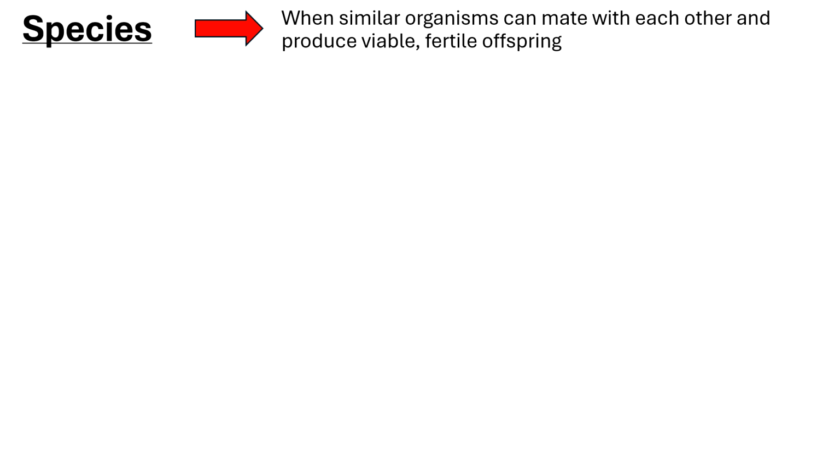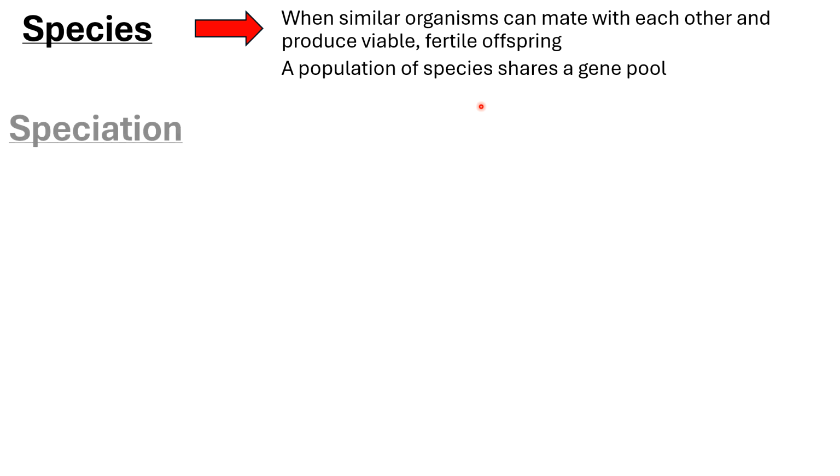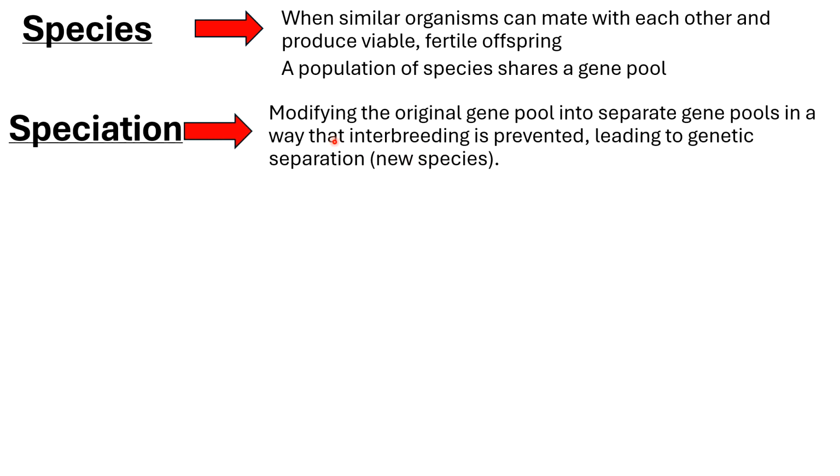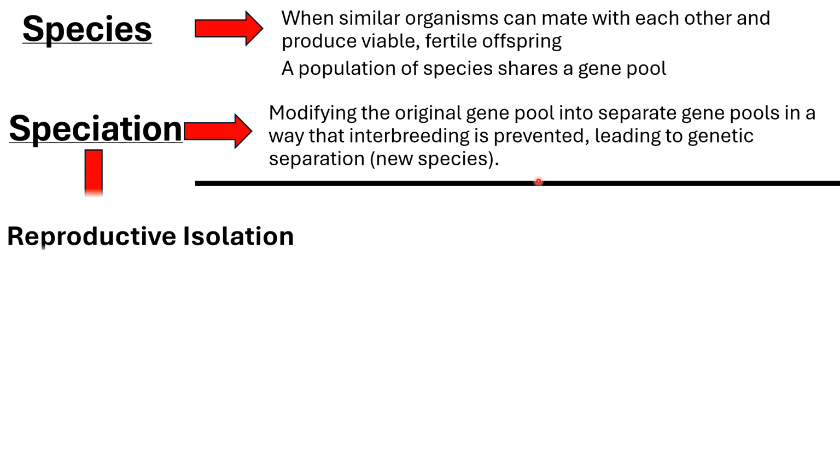A species can be defined as a group of organisms that can mate with each other, producing fertile offspring and sharing a common gene pool. Speciation is the process by which new species are formed by the modification of the original gene pools of a species into separate gene pools in a way that interbreeding is prevented. That's going to make sense in a second with reproductive isolation.